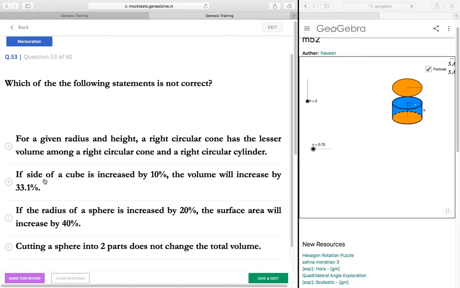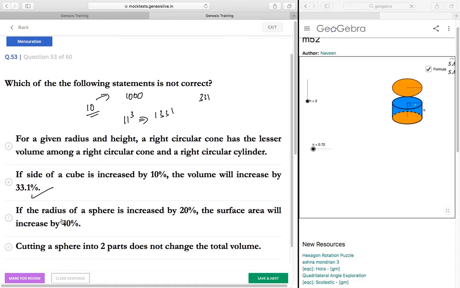Option B, if the side of a cube is increased by 10%, the volume will increase by 33.1%. Let's cross verify that. Let me take the initial side as 10. So 10 cube is overall 1000, right? If I increase it by 10%, the side becomes 11, and 11 cube is 1331. So the difference between them is 331. So definitely the change is 33.1%. So this is also correct.